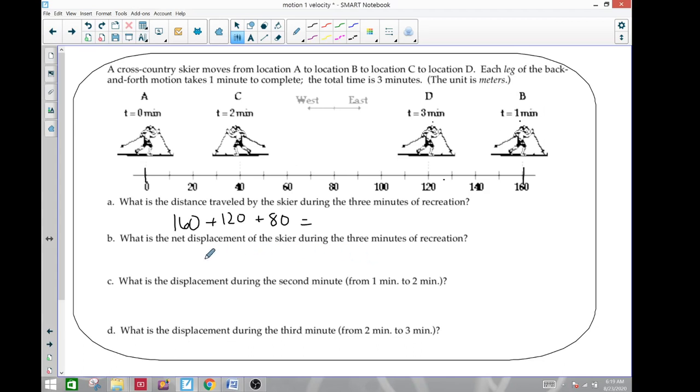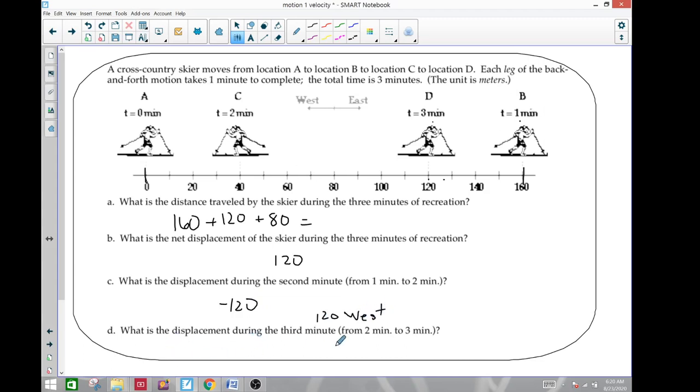What's the net displacement during the first 3 minutes? Well, they started here, they ended here, so 120. What's the displacement during the second minute? The first minute is 160, the second minute is this. Displacement is a vector, so it's 60 minus 40 was the 120. So it's minus 120, or 120 west.